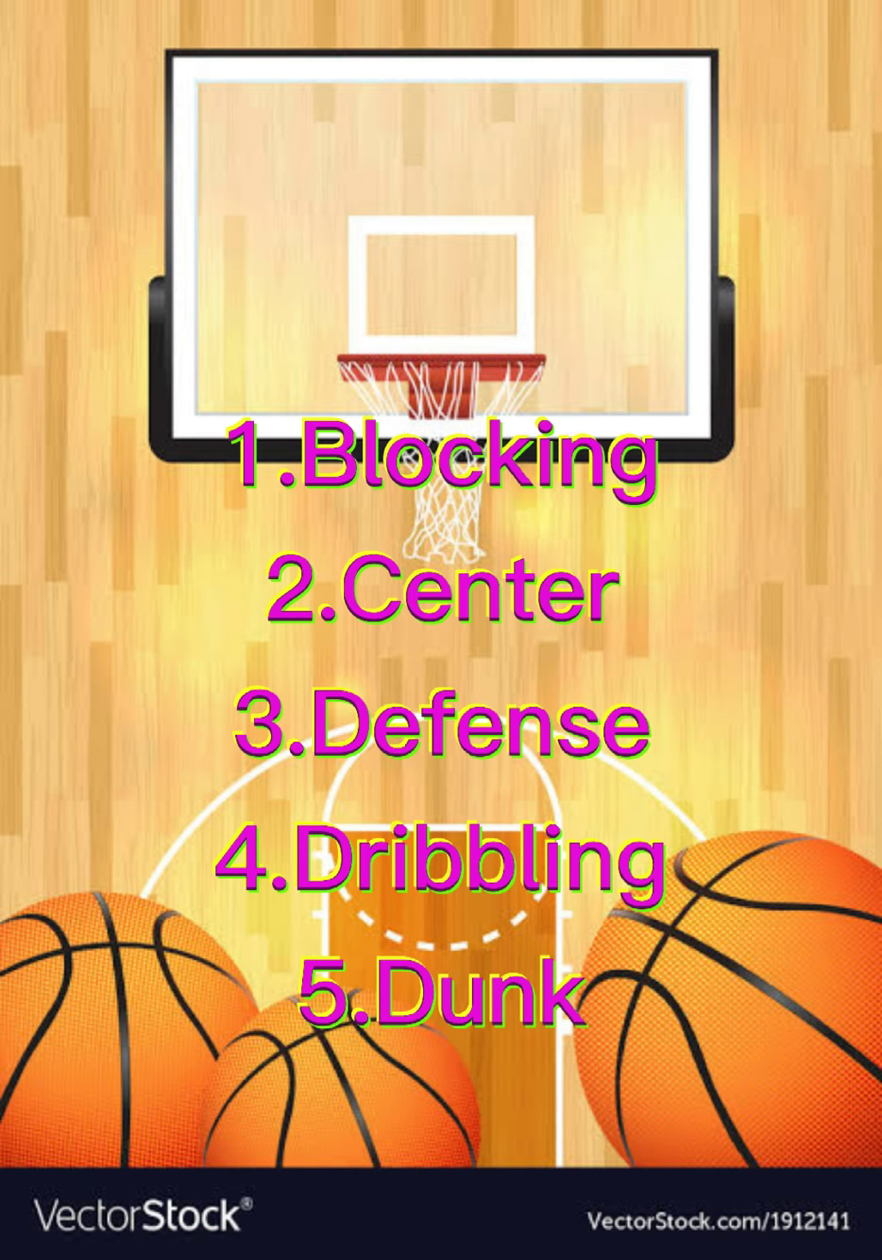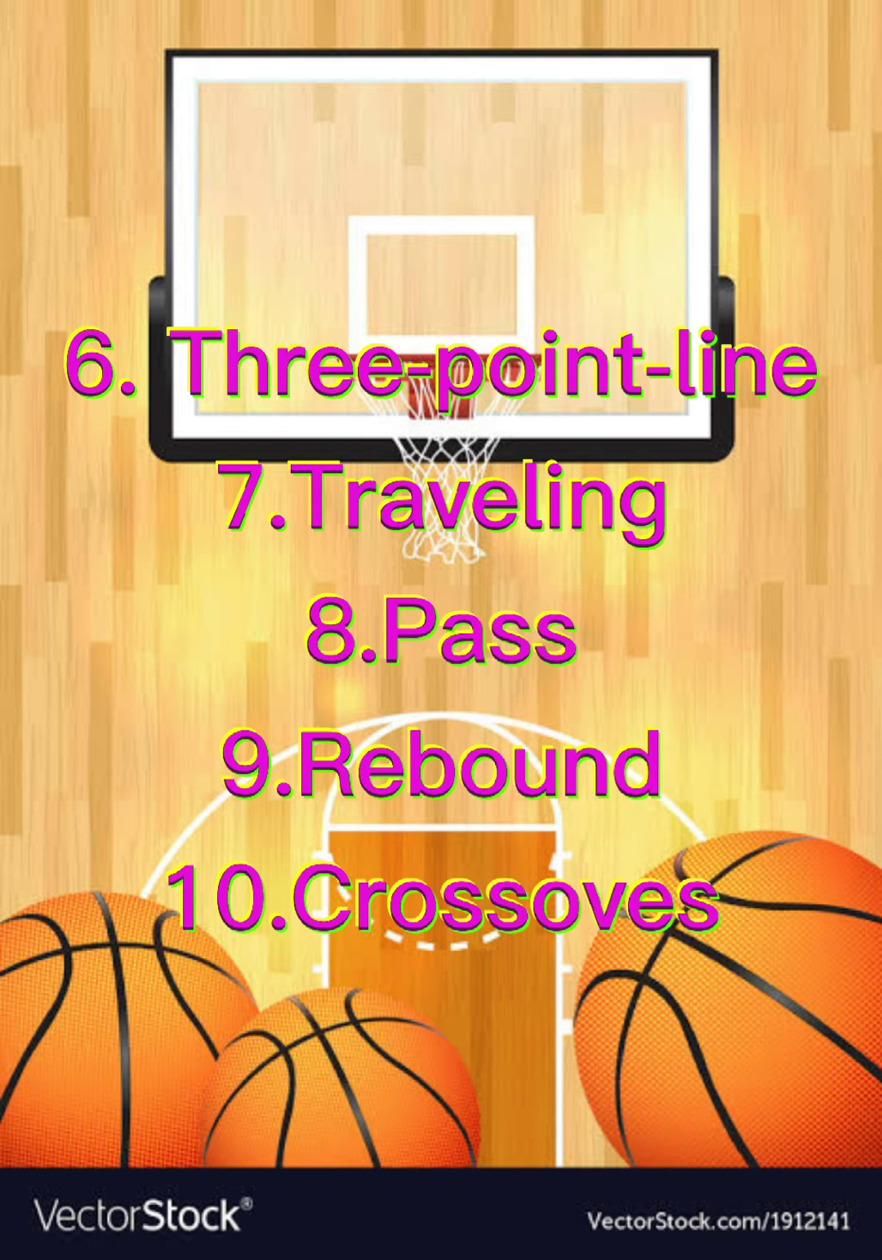Number 5. Dunk. When a player jumps and throws the ball through the hoop from close range. Number 6. 3-point line. The semicircle surrounding the key, shots made from beyond this line count for 3 points. Number 7. Traveling. A violation for moving without dribbling the ball. Number 8. Pass. To throw the ball to one's teammates. Number 9. Rebound. To gather the ball after a missed shot. Number 10. Crossover. Switching the ball from one hand to the other while dribbling.